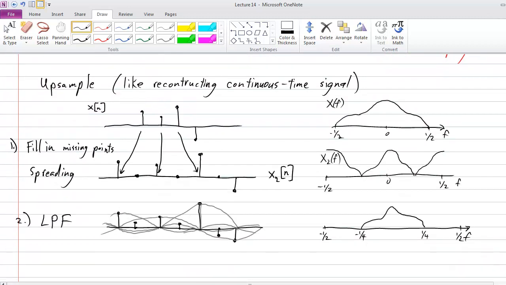Yeah, I should have. That's a good idea. Draw this one to match the other one. All right.